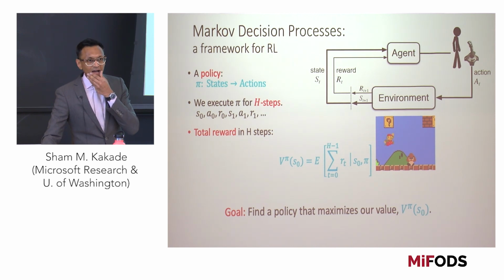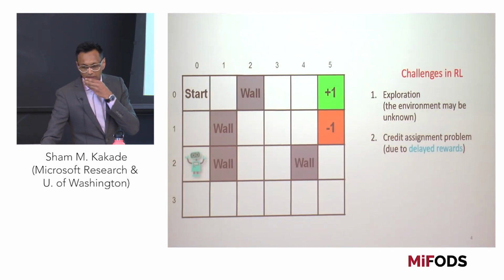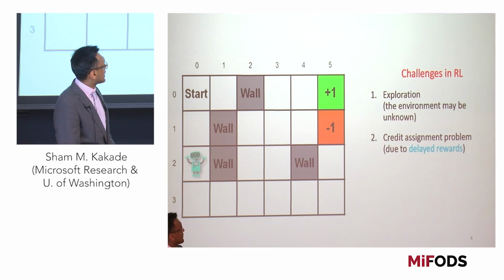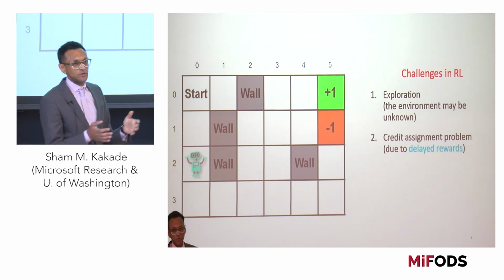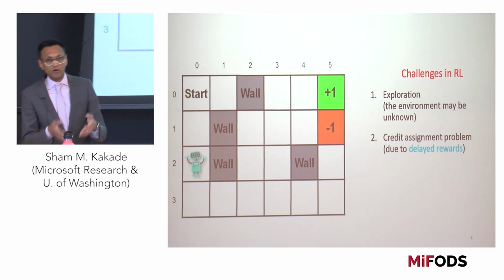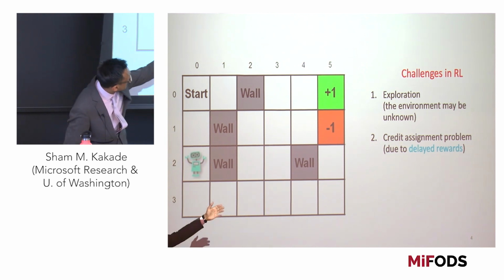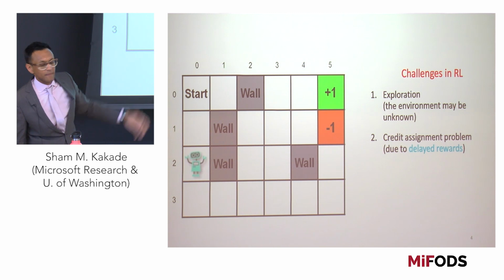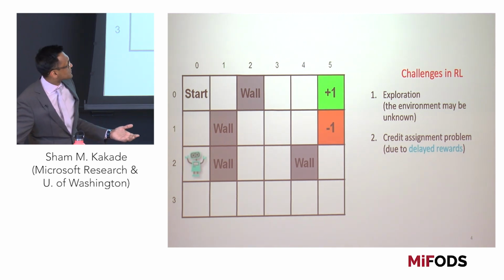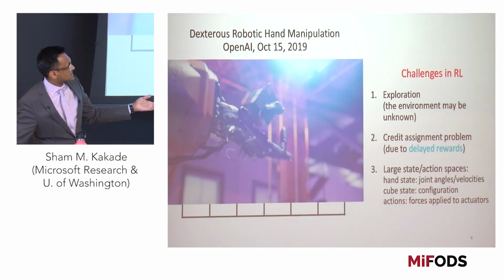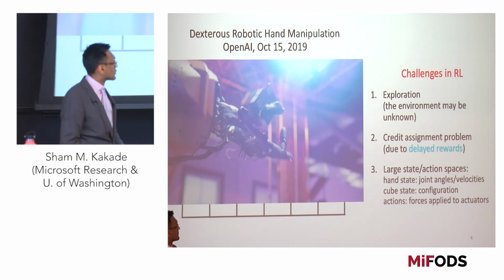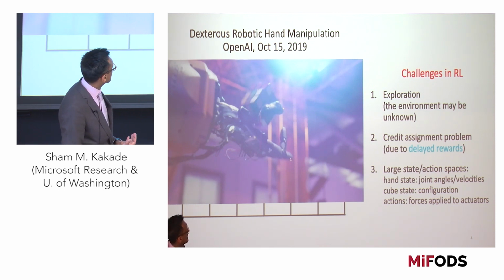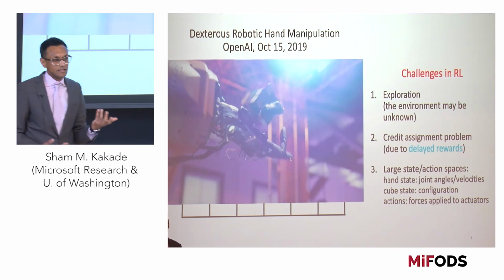So what are the challenges in reinforcement learning? We have the challenge of exploration because the environment may not be known. We have the credit assignment problem due to delayed rewards, because maybe we got a -1 and we have to figure out where we made a mistake in the past to assign blame. On top of all this, we have the problem of large state and action spaces that make the problem even more difficult. As an example, there was this OpenAI demonstration of dexterous hand manipulation.